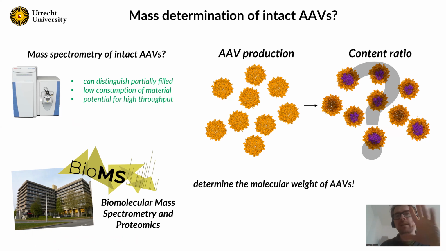Mass spectrometry is quite sensitive, so in principle you need only a little amount of material. Also, we would just directly infuse the AAVs into a mass spectrometer, so no liquid chromatography steps and such. So you would, in principle, use only a little amount of material. It can be quite fast also for this reason. So there might be potential to use this as a high throughput method.